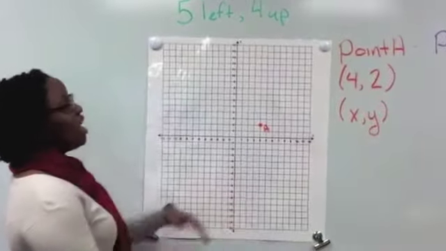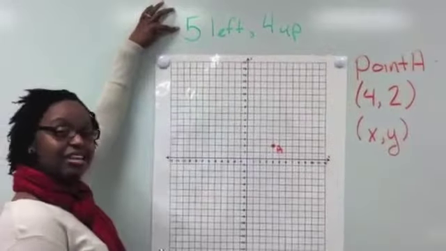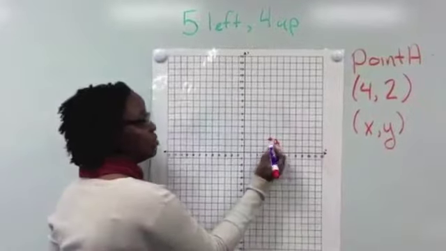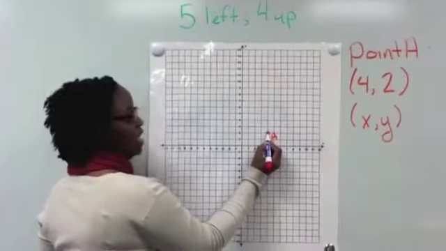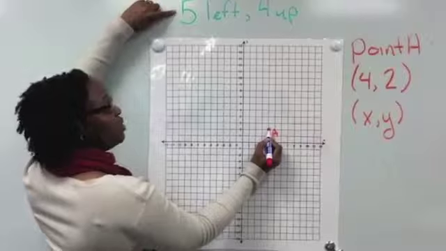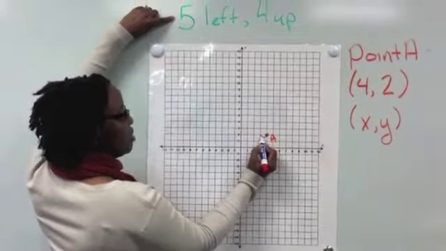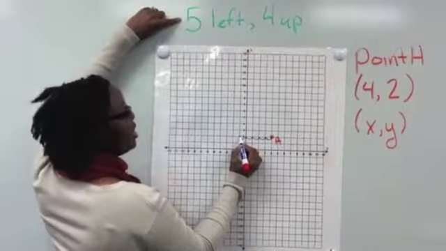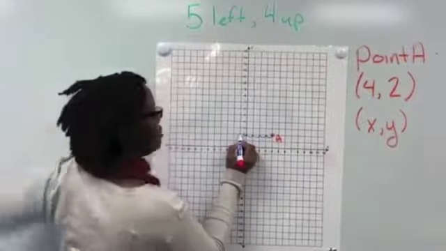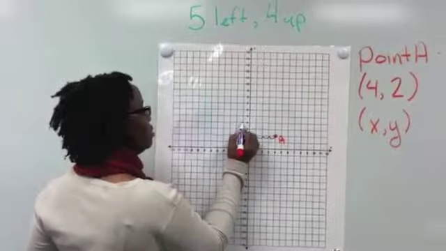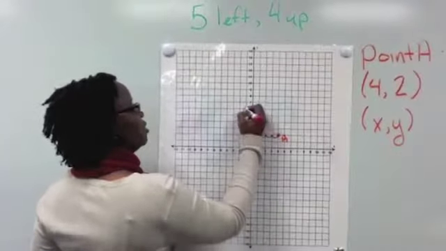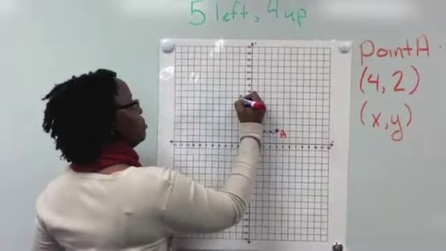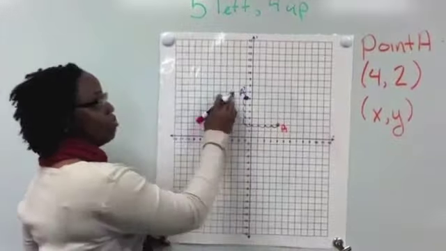Once you've got that point graphed, we're going to translate it 5 to the left and 4 up. So put your pencil on that point that you've made, and let's move it based on the translation. I'm going to go 1, 2, 3, 4, 5 spaces to the left, and then 4 spaces up. So 1, 2, 3, 4. So here is my translated point A, and remember from yesterday we would notate that as A prime.